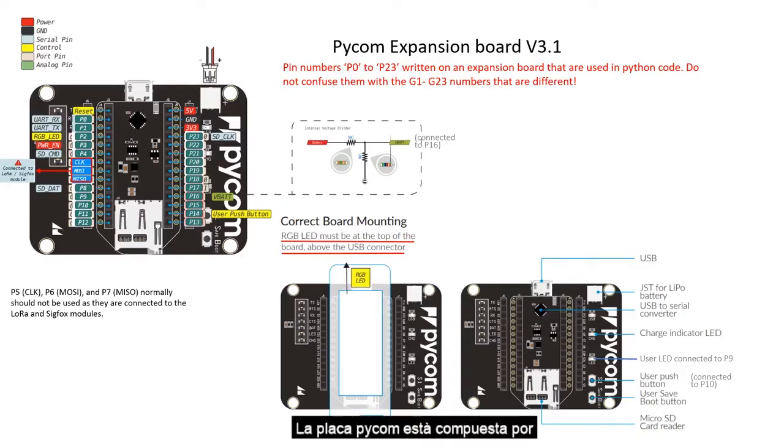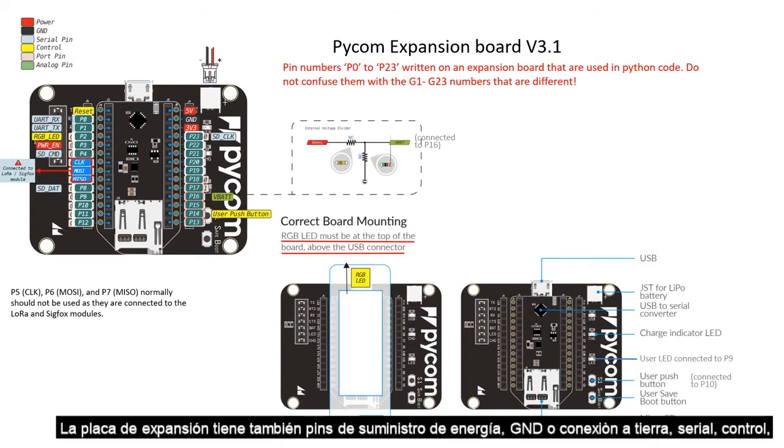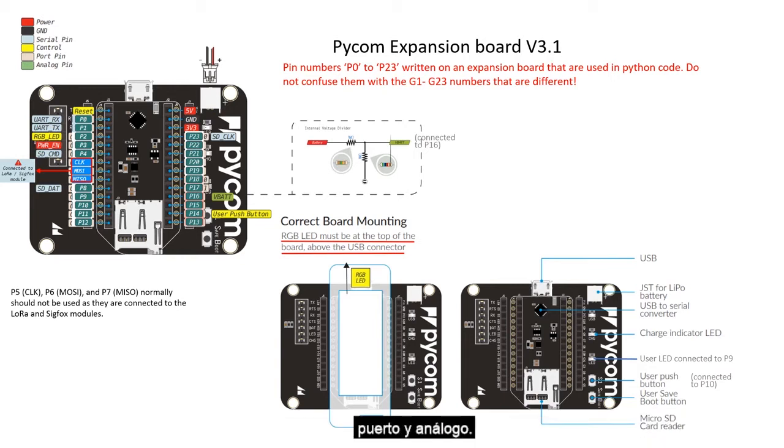And what is a PyCom board composed of? A PyCom expansion board comes with connection pins numbered from P0 to P23 as clearly indicated in the board. Other boards have them numbered from G1 to G23, so be careful not to confuse them, especially when you change the boards and need to adapt your scripts to the new board. The expansion board also has pins for power supply, GND or ground, serial, control, port, and analog.